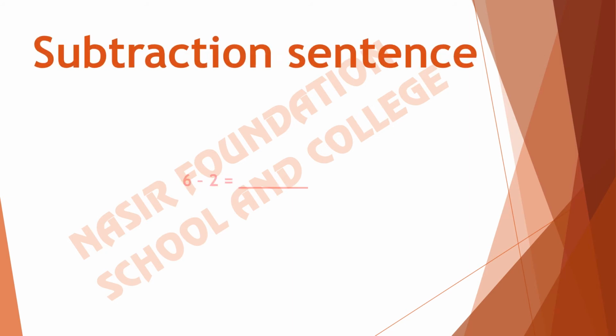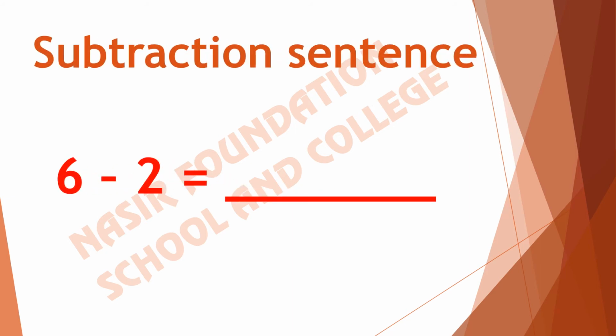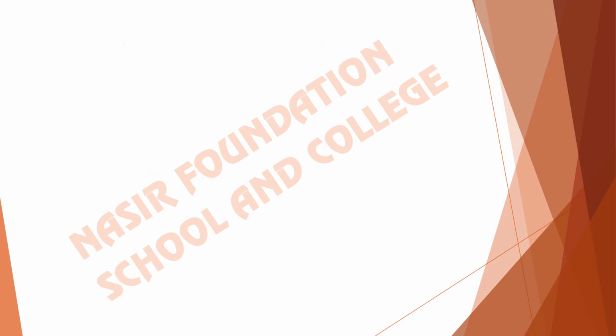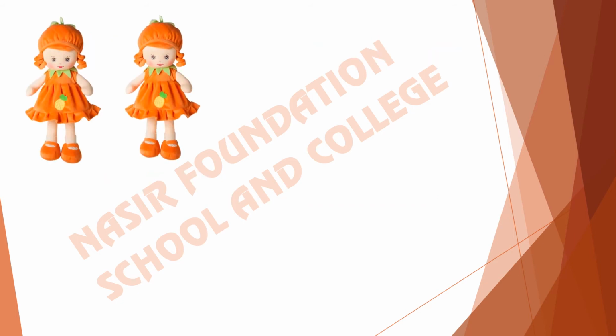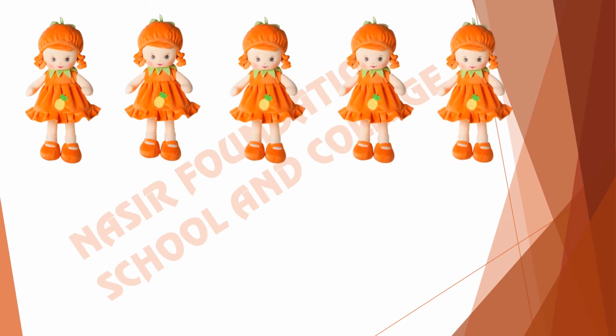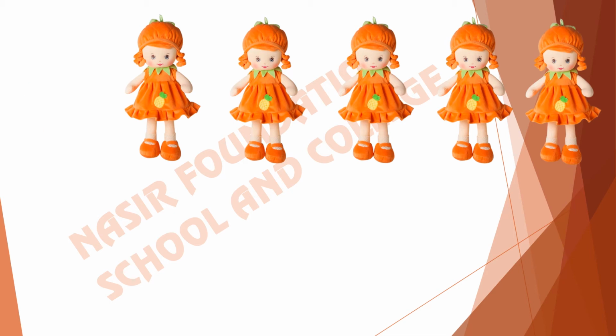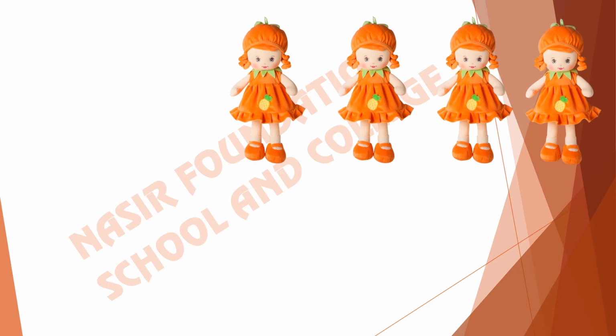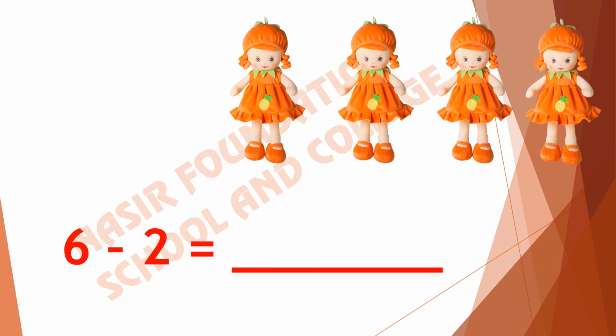Here we have the subtraction sentence. We have to subtract 2 from 6. Now count the shapes. 1, 2, 3, 4, 5, 6. Out of 6 dolls, we have to subtract 1, 2. And here we are left with 1, 2, 3, 4. It means if we subtract 2 from 6, we are left with 4. I repeat, if we subtract 2 from 6, we are left with 4.